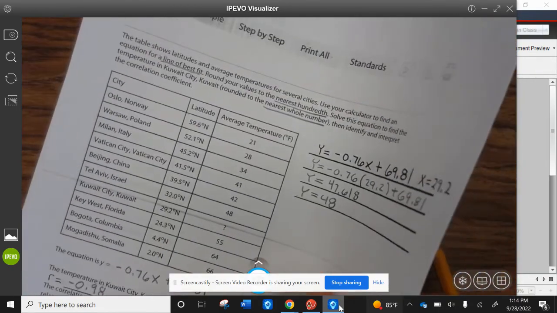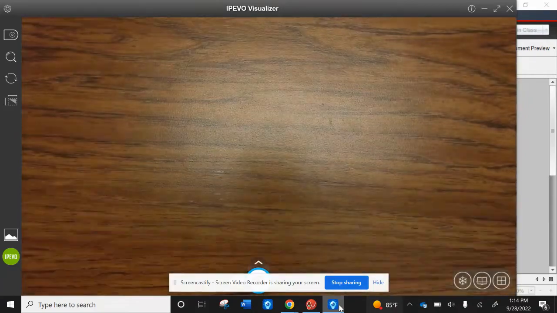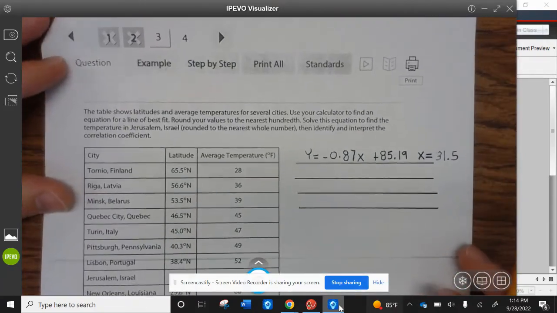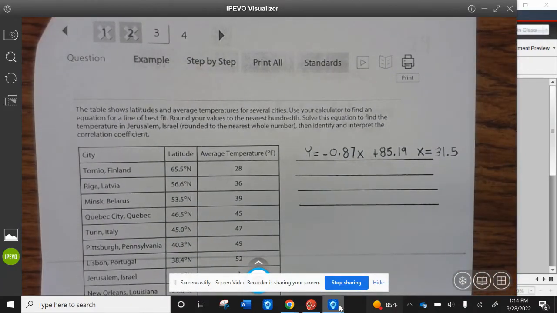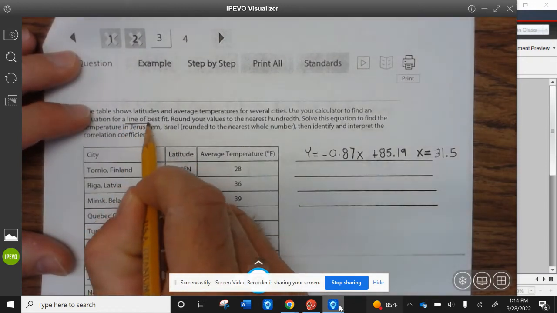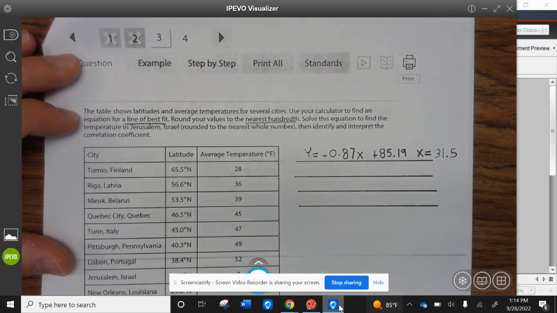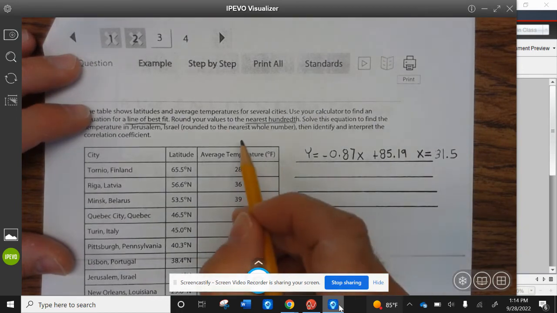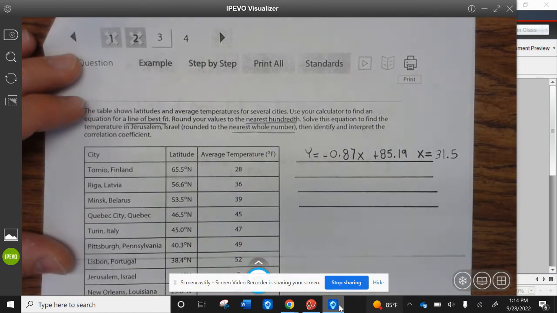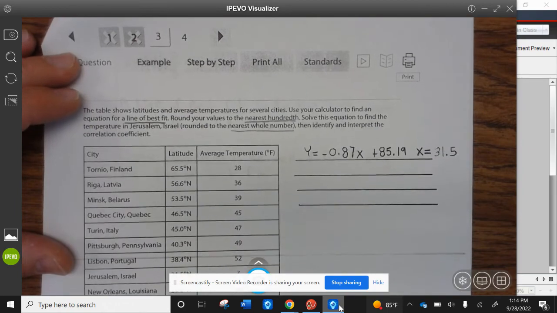All right, last example. The table shows latitude and average temperatures for several cities. Use your calculator to find an equation for a line of best fit. Round your values to the nearest hundredth. So line of best fit, nearest hundredth. Solve the equation to find the temperature in Jerusalem, Israel. Round to the nearest whole number. Then identify and interpret the correlation coefficient.